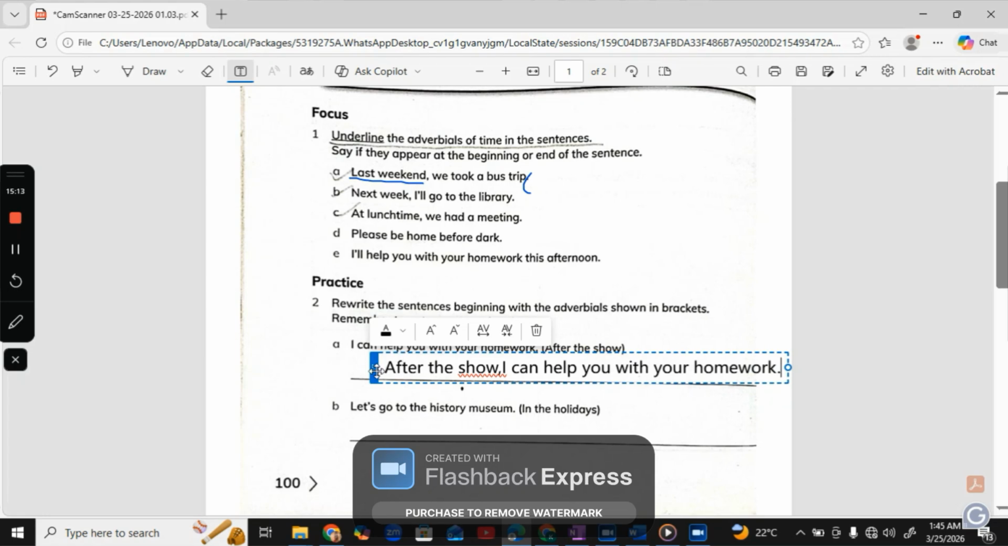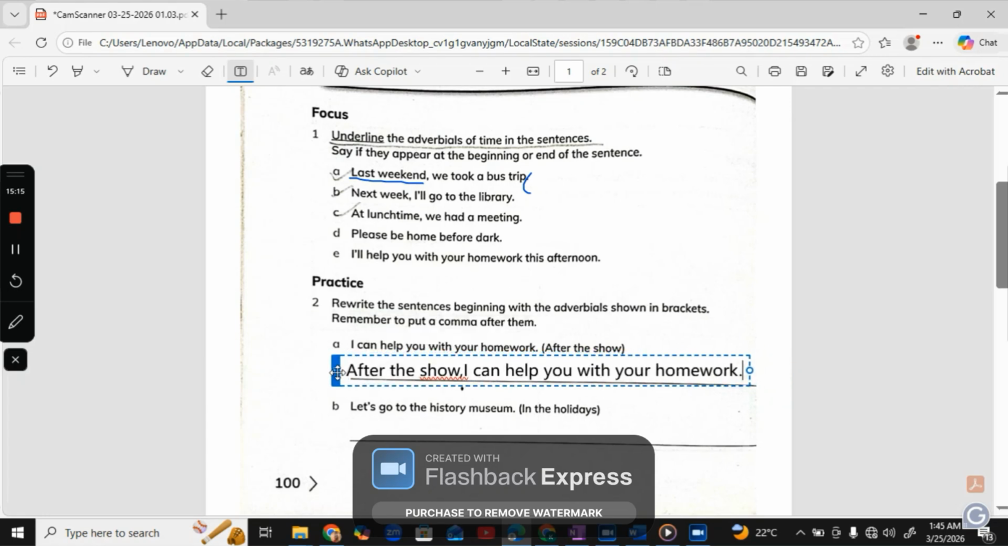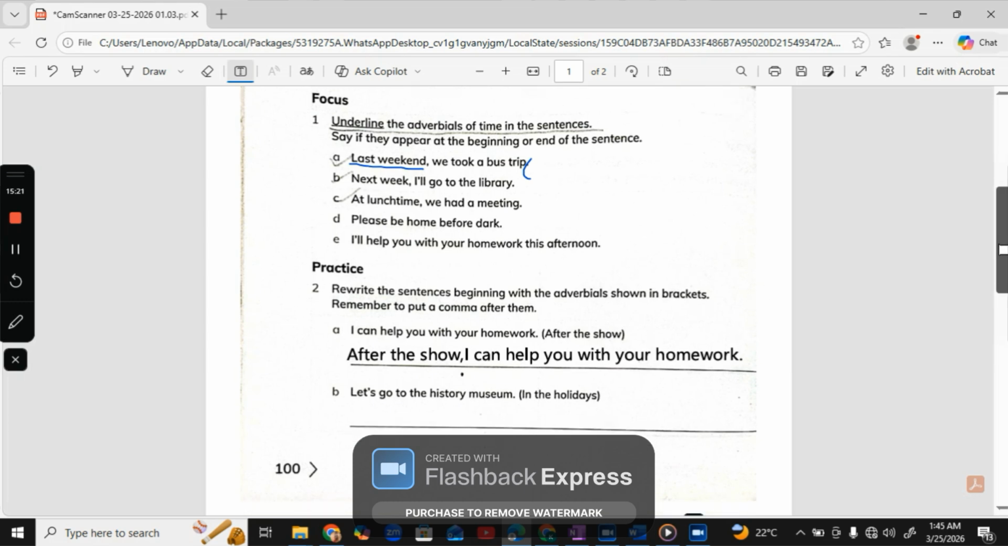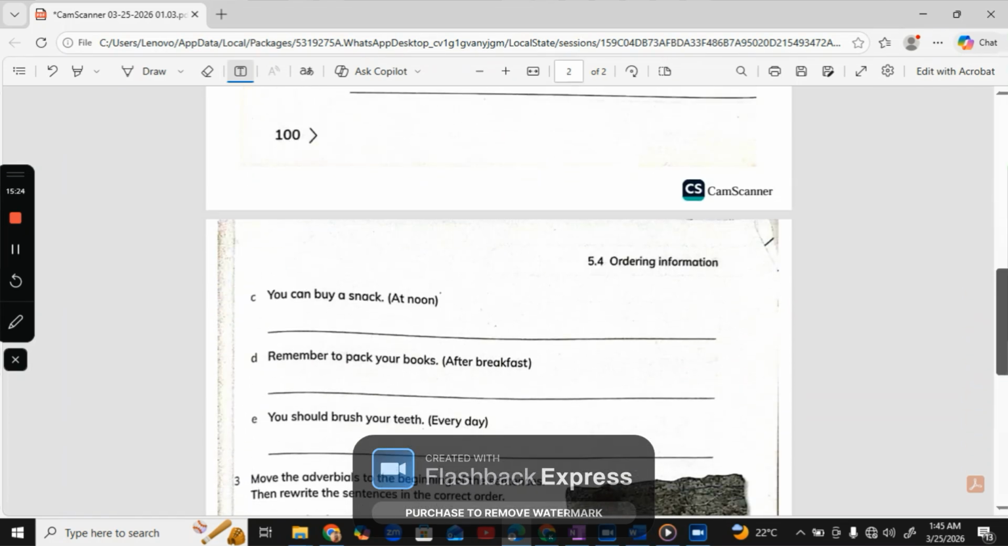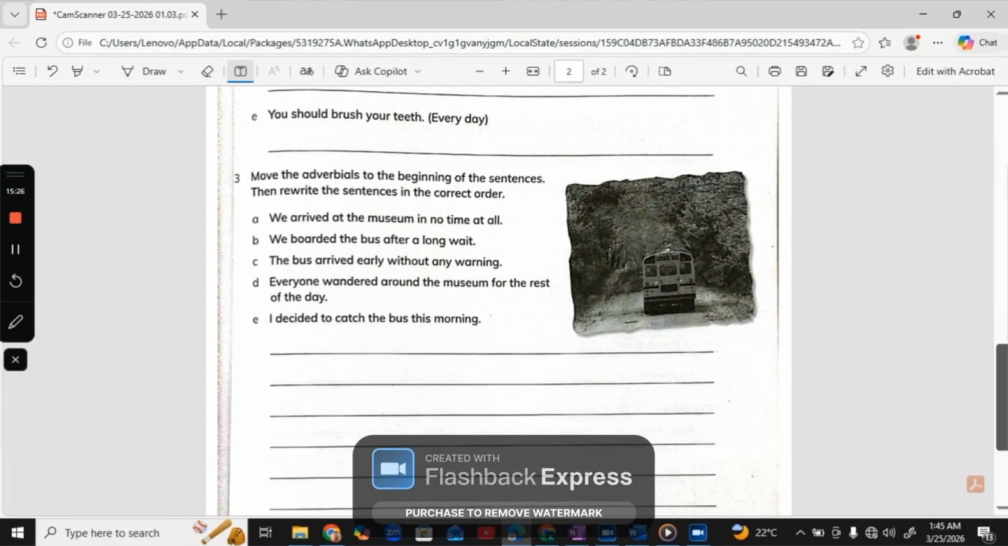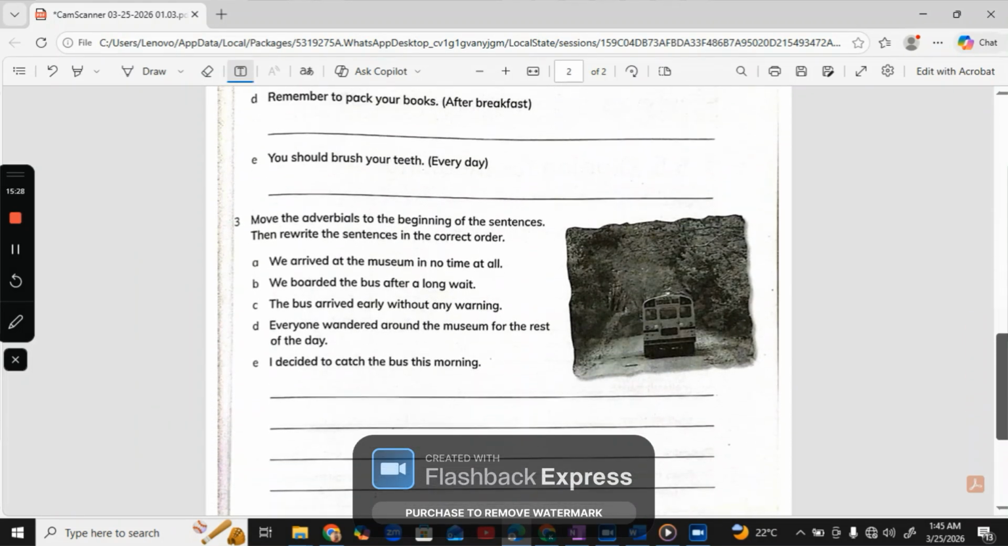Full stop. Remember to use correct punctuation marks at the end of the sentences as well. So this is how you are going to do the second question of this exercise. Then we have the third question. The third question says, move the adverbials to the beginning of the sentence, then rewrite the sentences in the correct order.